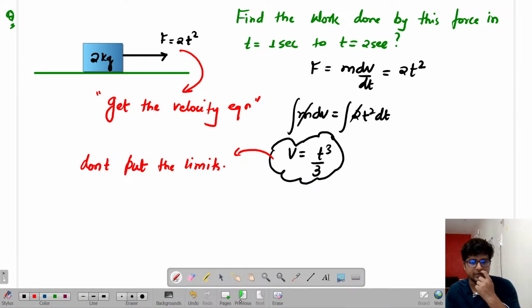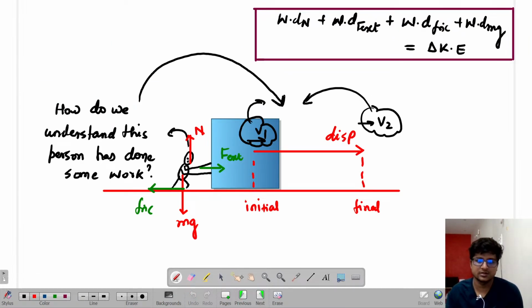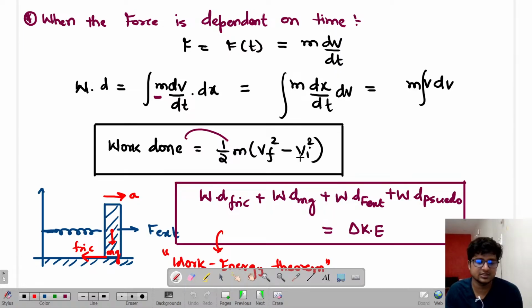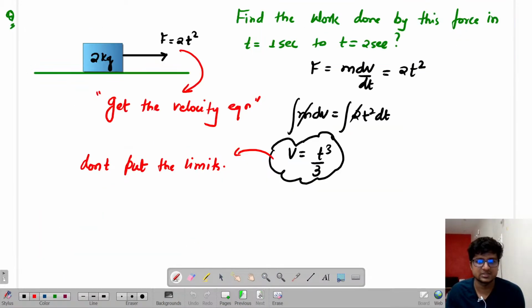Okay, why? Because here you see that work done is equal to half m v final square minus v initial square. It's not v final minus v initial whole square. Is that clear? So don't put the limits. First you calculate v final from this.